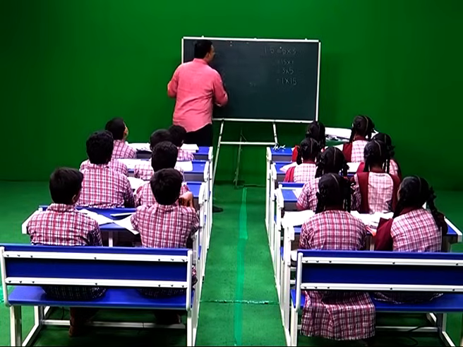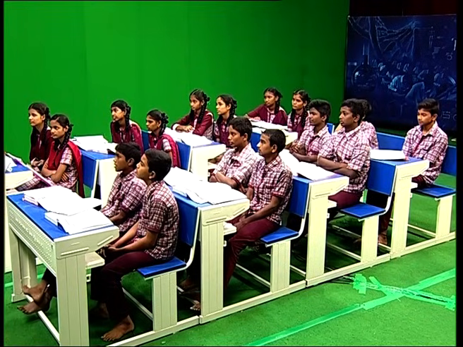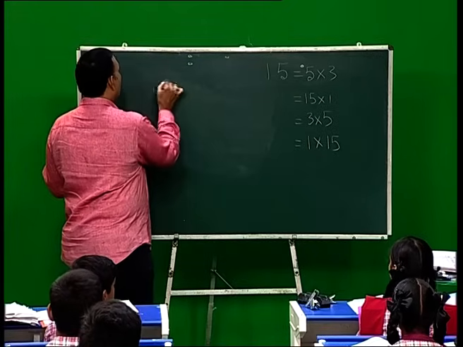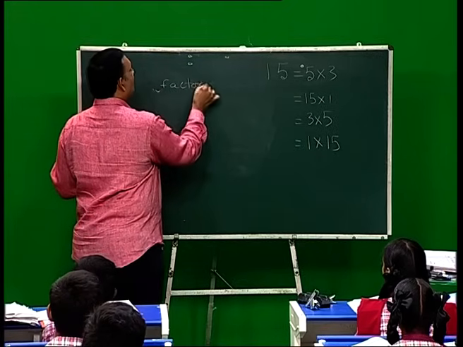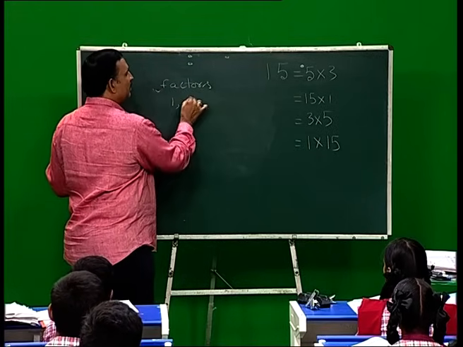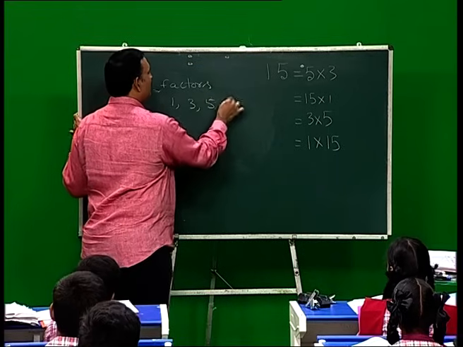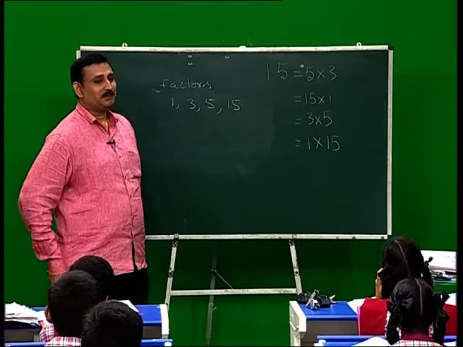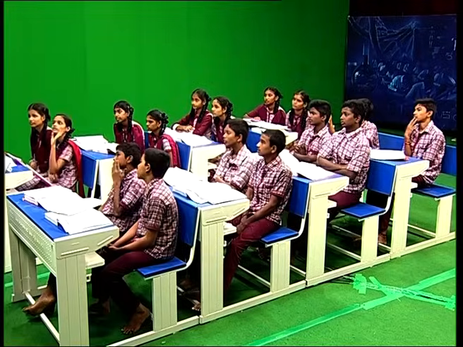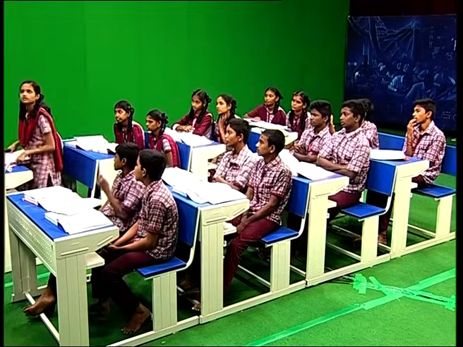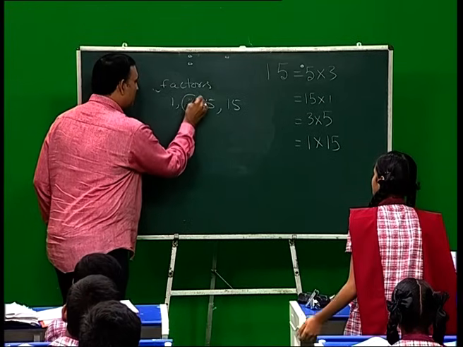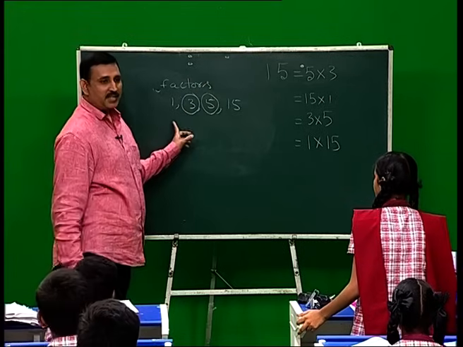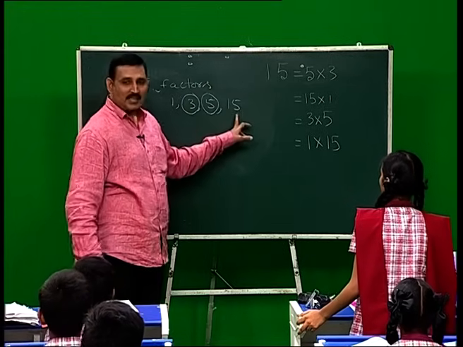Now, go back to this 15. Do you find any prime numbers in the factors of 15? What are the factors of 15 here? There are 4 factors: 1, 3, 5, 15. In these factors, do you find any prime numbers? Yes, 3 is a prime number. Good. 5 also. Already we discussed that 1 is not a prime and 15 is composite.